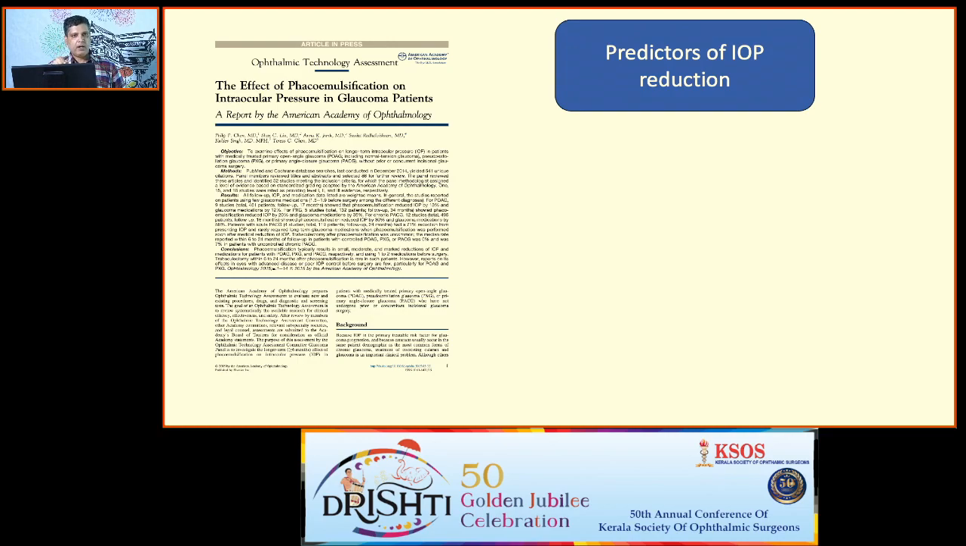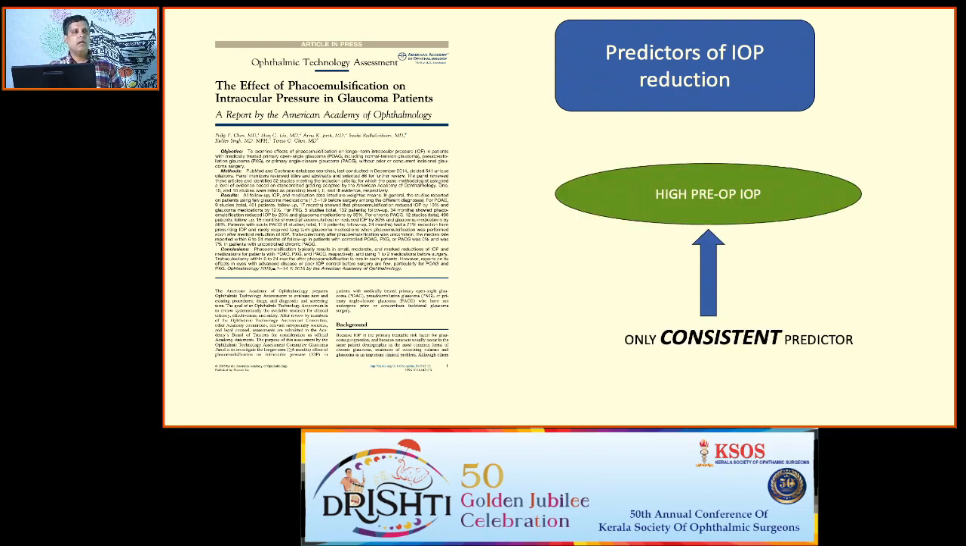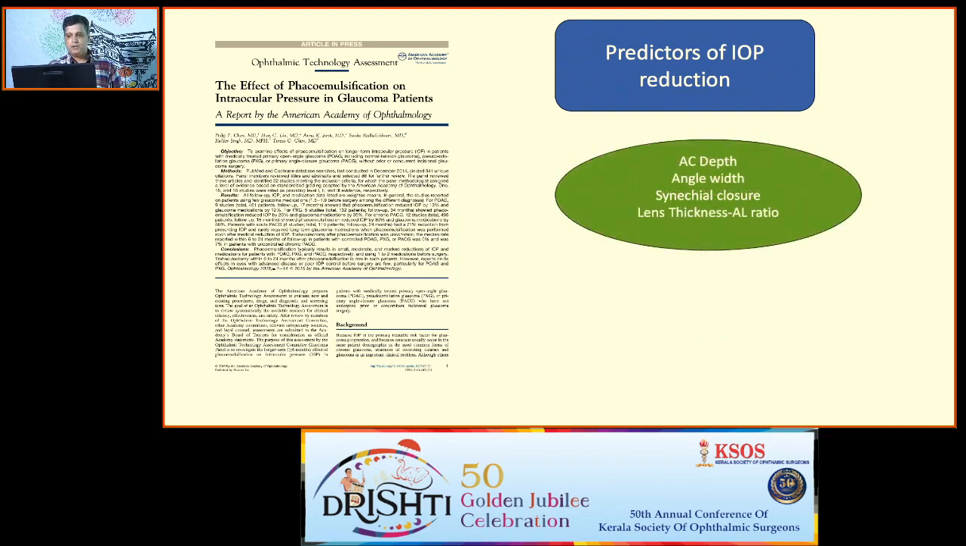So from the current data itself, we know that the angle closure glaucomas tend to have a good impact when you perform phaco. But within a glaucoma group, what are the predictors of intraocular pressure reduction? The only factor that was found consistent was a high pre-op intraocular pressure. If you had a higher pre-op pressure and you perform phaco, you got a larger magnitude of reduction. But all the other biometric parameters, the AC depth, the angle width, the synechial closure, lens thickness, axial length, all these parameters were found to be inconsistent predictors.